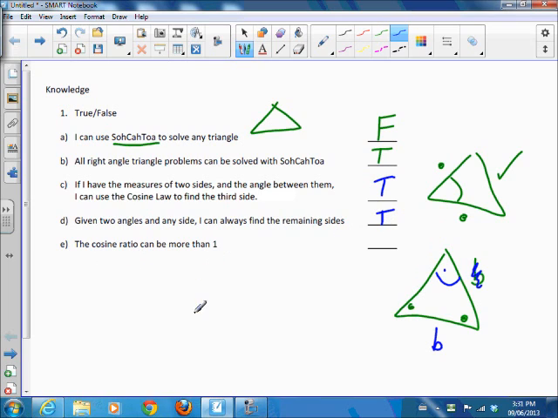The cosine ratio can be more than 1. That is not true, right? Cosine ratio is adjacent over hypotenuse. Hypotenuse is always bigger than adjacent. And if the denominator is bigger, then our ratio is less than 1. So this is false. So false, true, true, true, false.